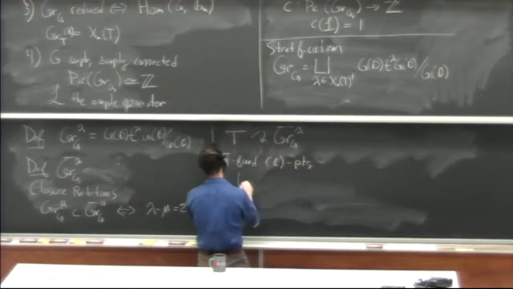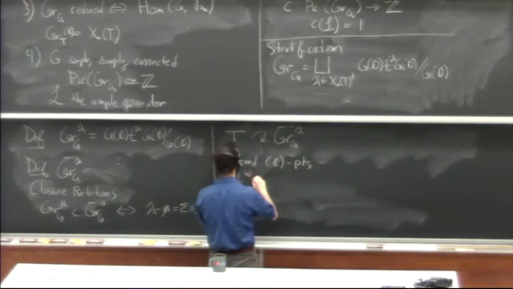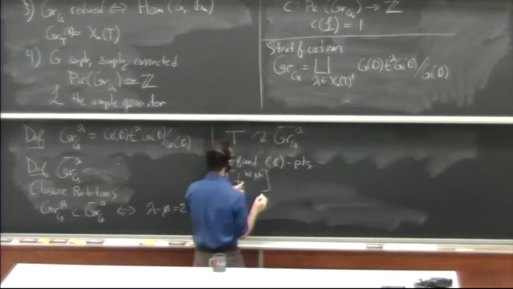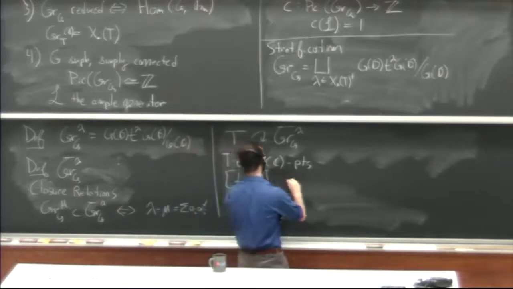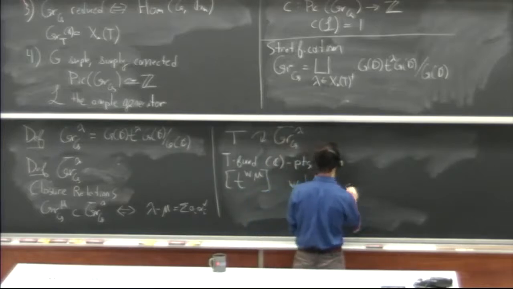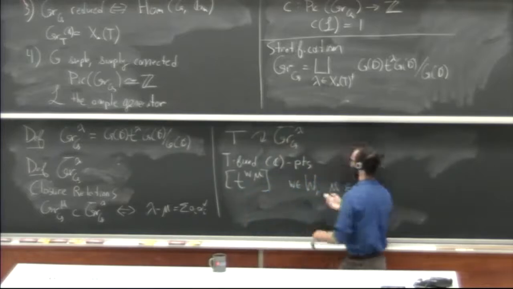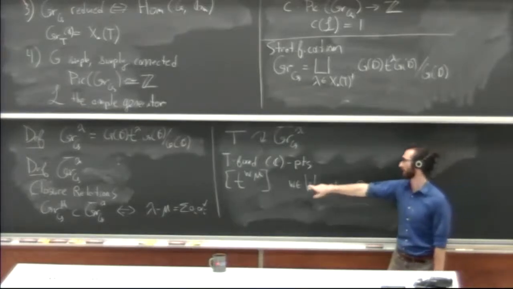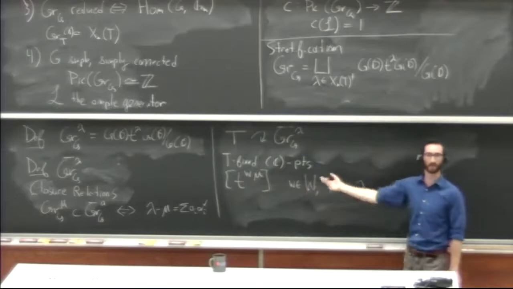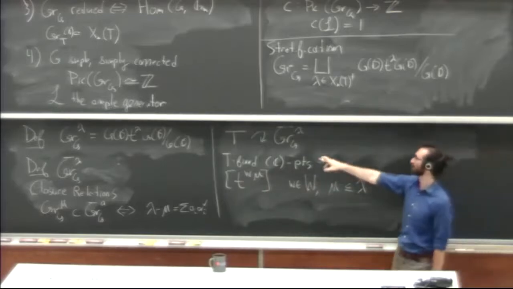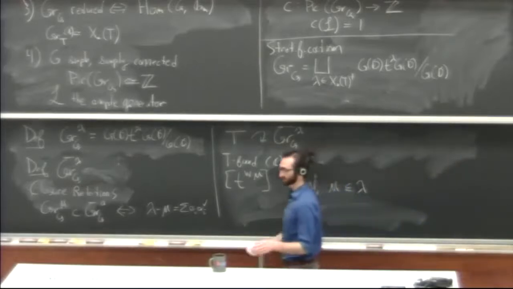are precisely the t^{wμ}, or at least they're cosets, where w is in the Weyl group and μ is less than or equal to λ in the dominance order. So I can take a dominant coweight and then take all of its W translates. These will be precisely the T-fixed closed points of the affine Schubert variety.